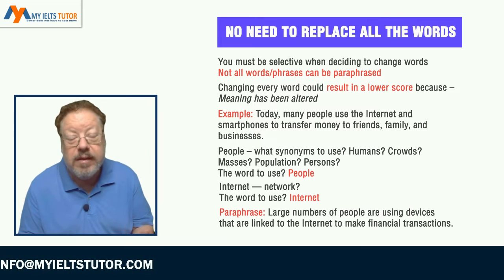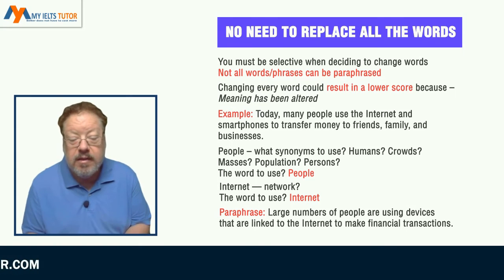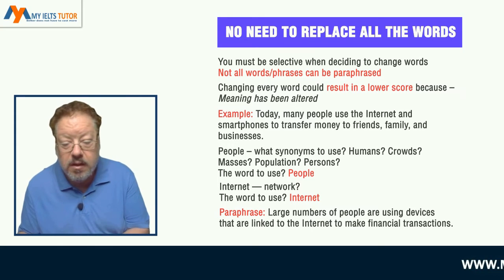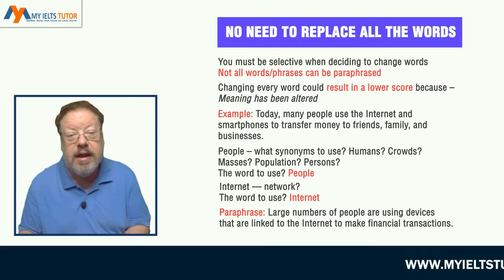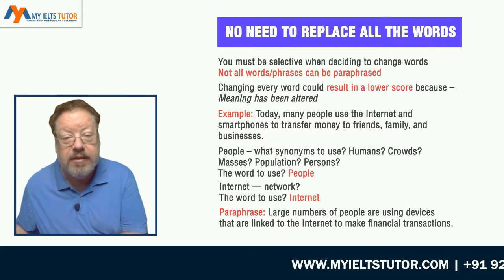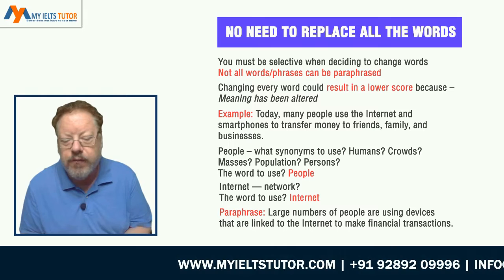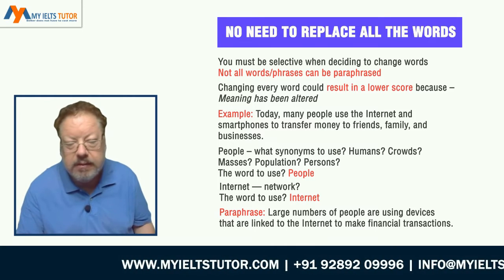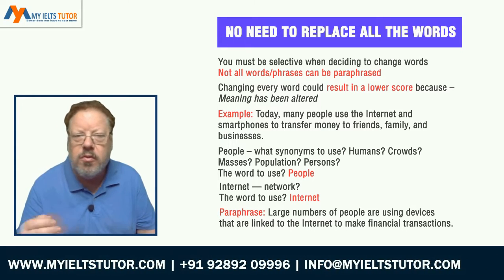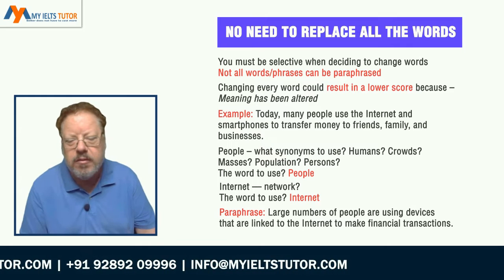So basically we can paraphrase this as, we're taking many to large numbers of people are using devices, and so smartphones is now translated to devices that are linked to the internet to make financial transactions. And so transfer money we paraphrase into make financial transactions. And we don't need to include friends, family, and businesses, because that's all covered with that one phrase, make financial transactions. Okay, and that's another thing. If you have a list like that in the original, you don't need to use it. You don't need to include everything that's in a list like we have in our original sentence.